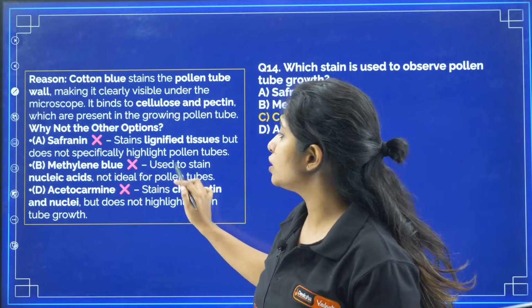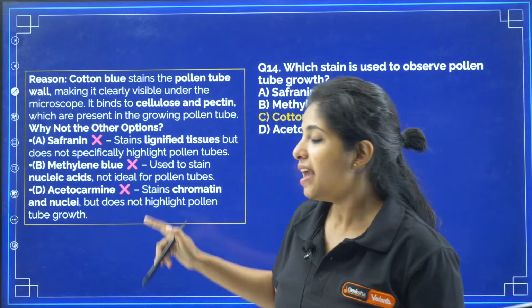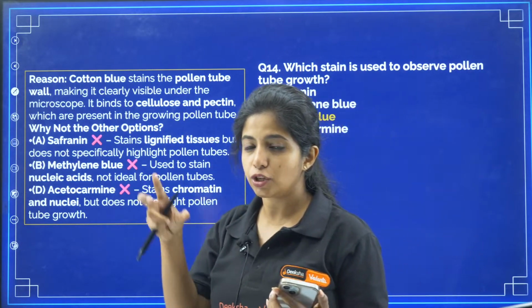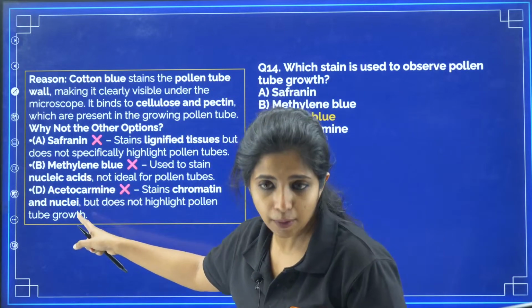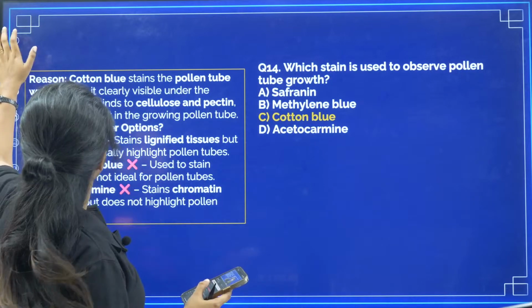Methylene blue is for staining the nucleic acids. That is your DNA and things like that. Acetocarmine is there for staining what? The chromatin fibers which are there. So for mitosis, what do you use? You use acetocarmine. For staining the pollen tube growth, you use cotton blue.